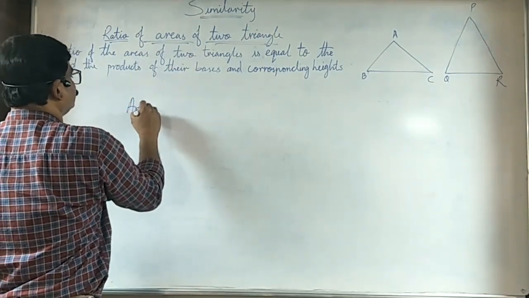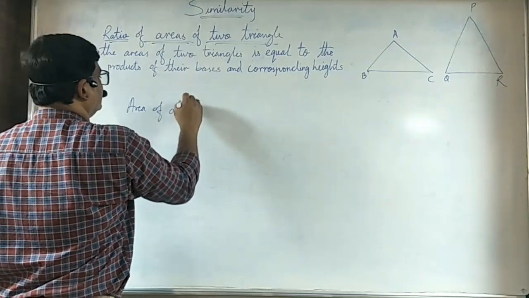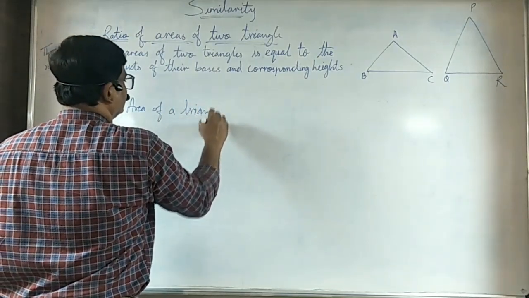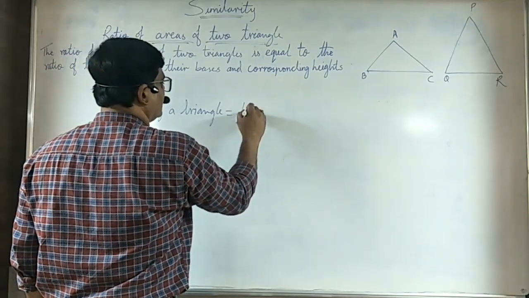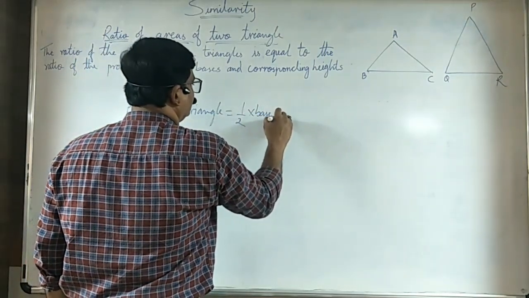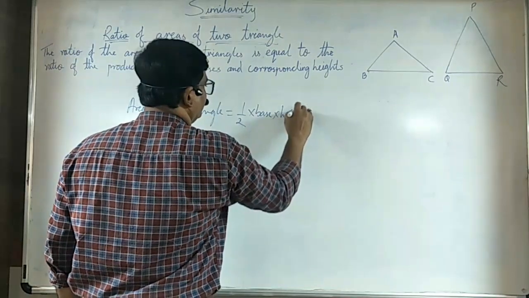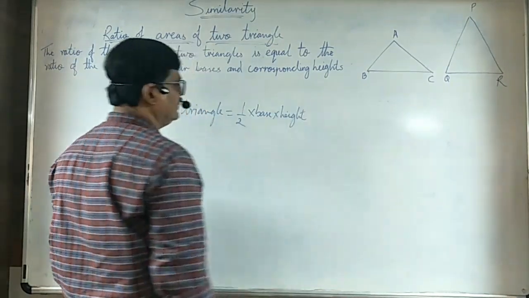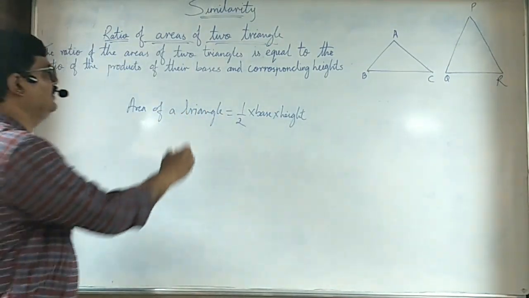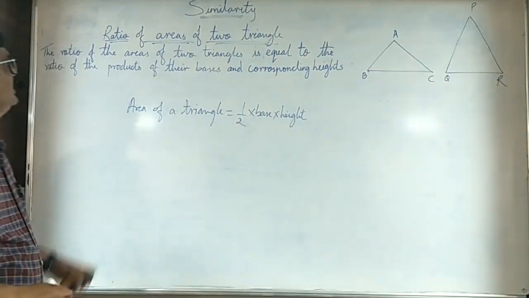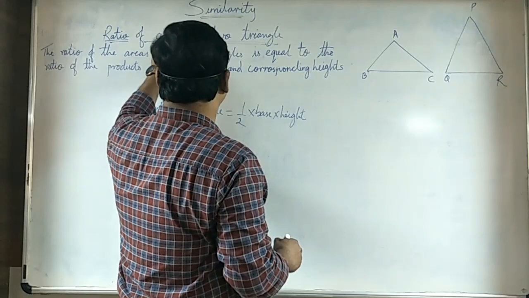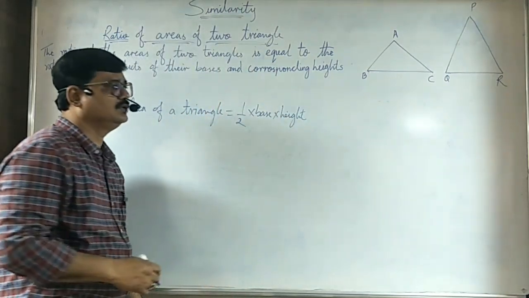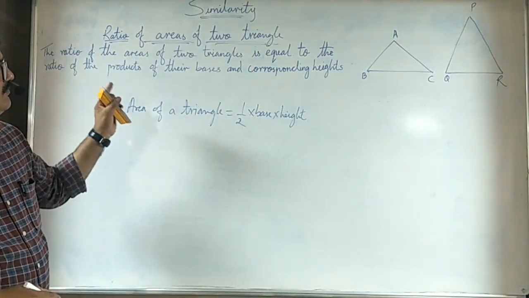Here the area of a triangle formula is equal to half into base into height. You have studied this in your earlier standard: half into base into height. This is the formula of the area of a triangle. Now they are talking about the areas of two triangles.